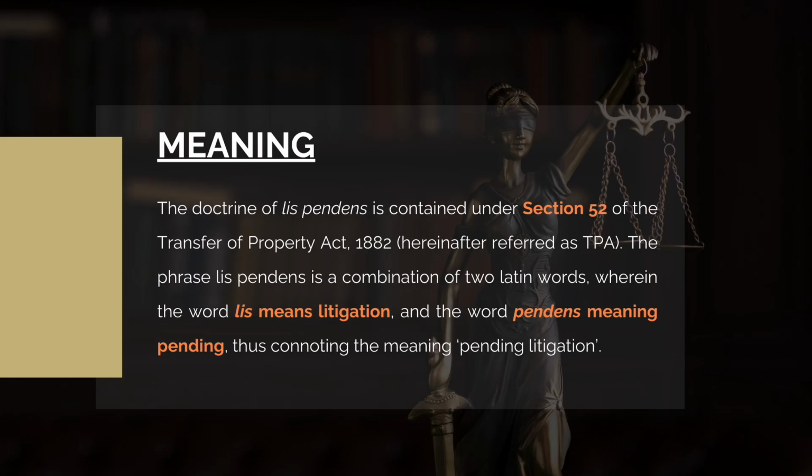First of all, let us understand what is the meaning of lis pendens. The doctrine of lis pendens is contained under section 52 of the Transfer of Property Act 1882, which shall now be referred to as TPA. The phrase lis pendens is a combination of two Latin words wherein the word lis means litigation and the word pendens means pending, thus connoting the meaning pending litigation.